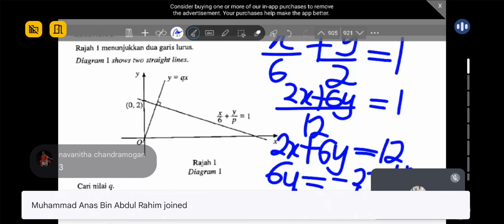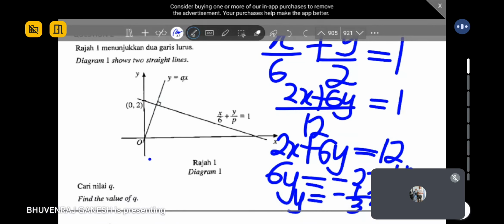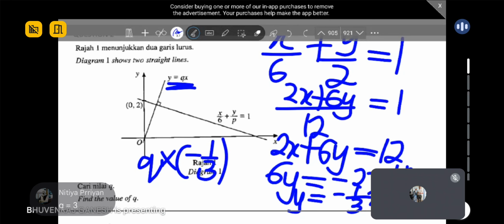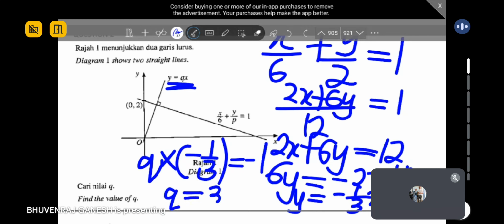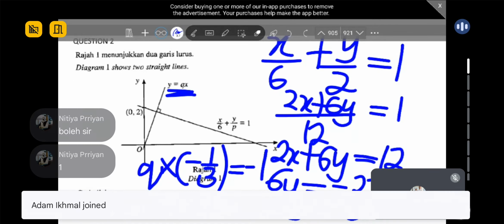So, guys, you know that these two lines are perpendicular, berserenjang. So, means that Q is your gradient for this line. Okay, Q mewakili kecerunan. So, Q times negative 1 over 3 equal to negative 1. So, ini adalah konsep dia. Serenjang, perpendicular. Okay, so you will get Q equal to 3, settle. Do you guys understand? Boleh dapatkan soalan ni? Kita dah habis soalan kedua. We already done question 2.